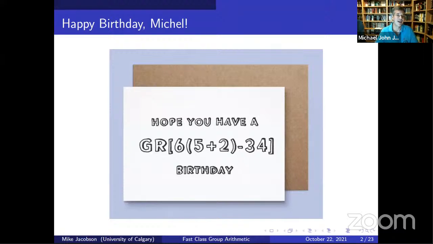Now, first of all, though, before we begin, this is not an ordinary class group conference. This is also a celebration of Michel Waldschmidt's 75th birthday. I have to confess, it's hard to find memes that combine happy birthday and mathematics in a reasonable and interesting way. This was the best I could find, Michel. So, hopefully you have a great birthday. Happy birthday. All right.